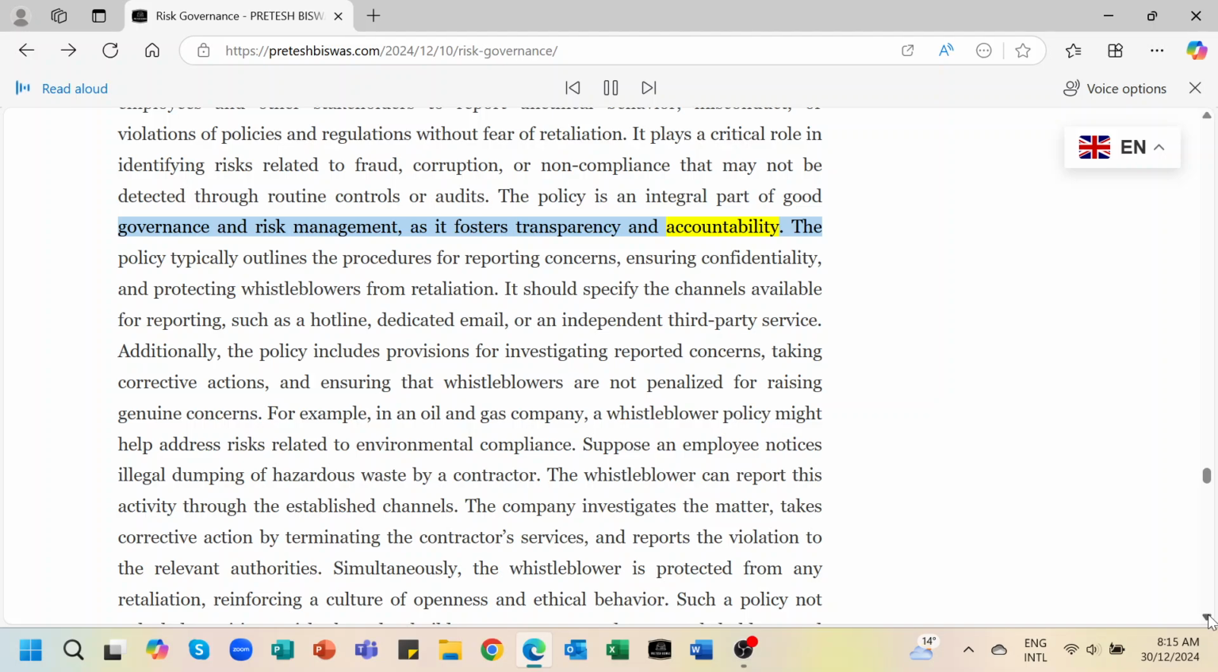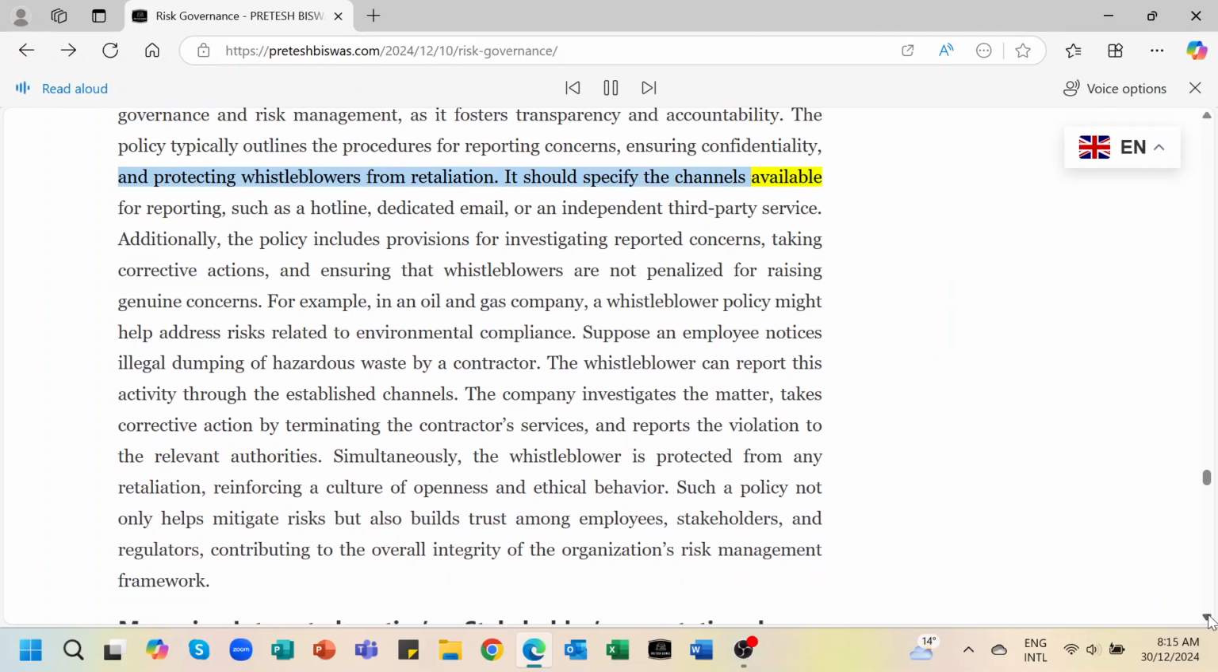The policy typically outlines the procedures for reporting concerns, ensuring confidentiality, and protecting whistleblowers from retaliation. It should specify the channels available for reporting, such as a hotline, dedicated email, or an independent third-party service. Additionally, the policy includes provisions for investigating reported concerns, taking corrective actions, and ensuring that whistleblowers are not penalized for raising genuine concerns.